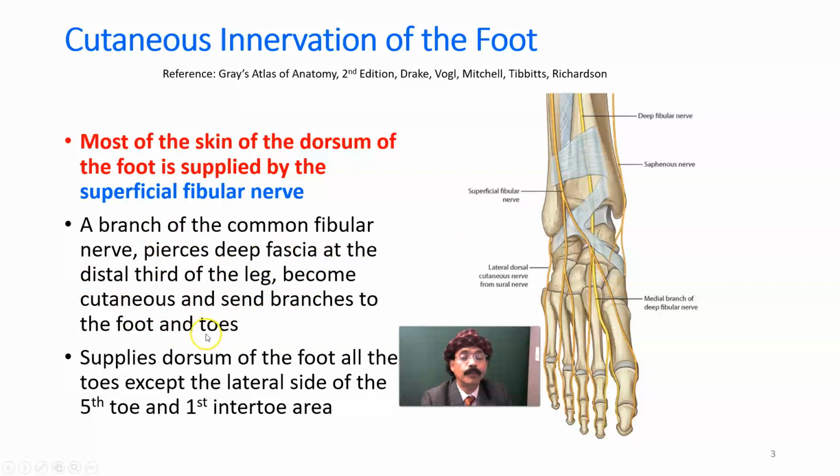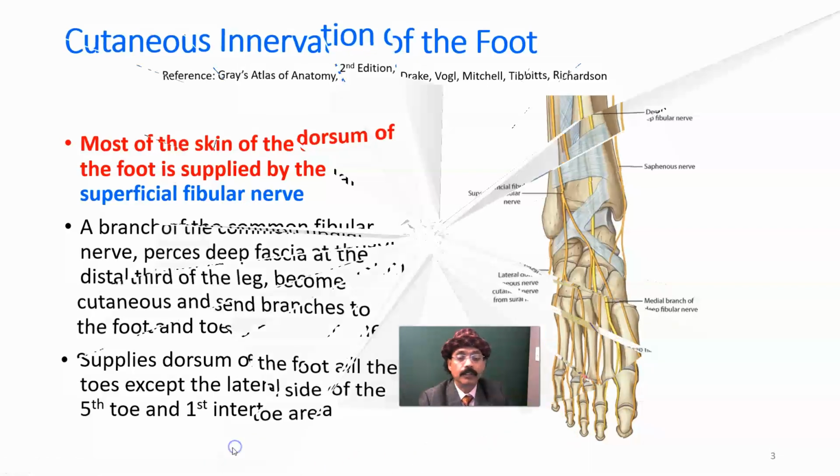foot and toes. It supplies the dorsum of the foot and all the toes except the lateral side of the fifth toe and the first intertoe area. Intertoe area means the area between two of the digits of the foot, and also the intervening area between the first and second metatarsal bone. So this part is the intertoe area. Okay, we got that.